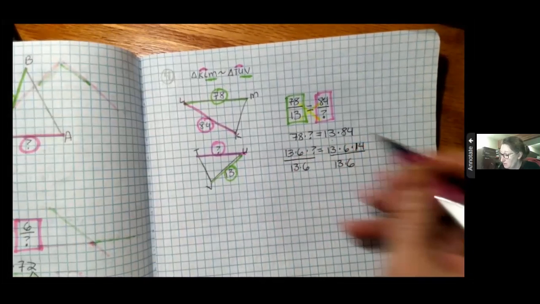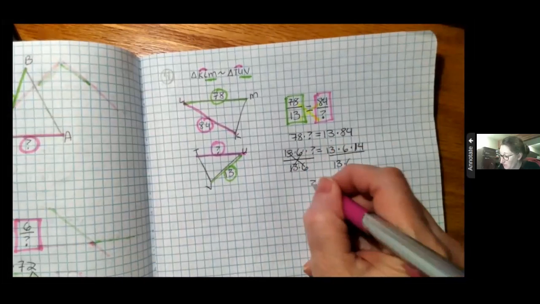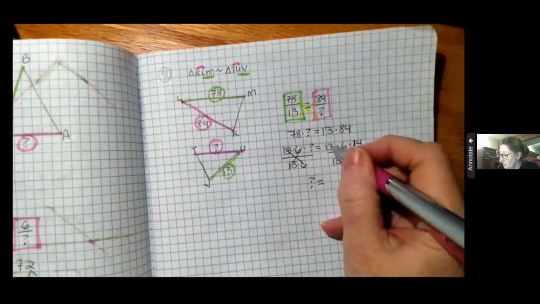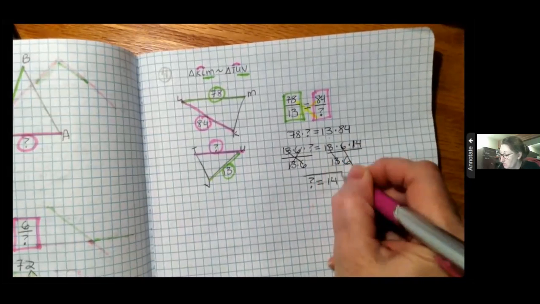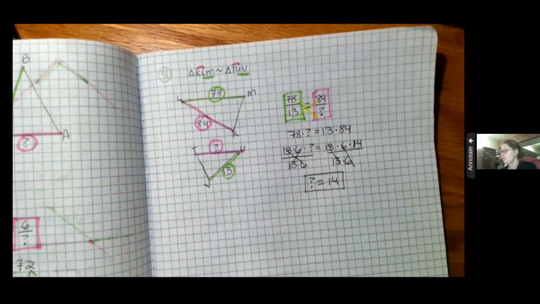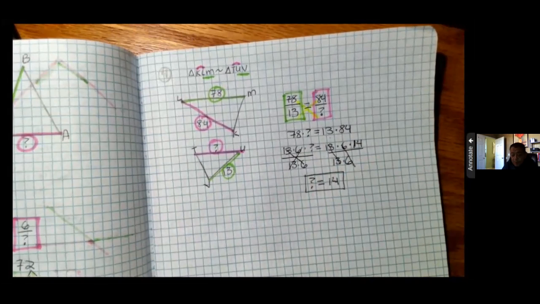All right. This goes away, leaving the question mark by itself, which is what we wanted. These cancel and these cancel, leaving just the 14, which is really nice math. Remember, in this class, that would always happen. It should always work out evenly, meaning you shouldn't get decimals or half things right now. That'll be later on.